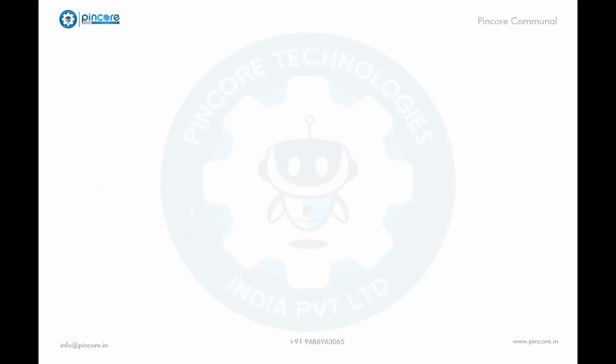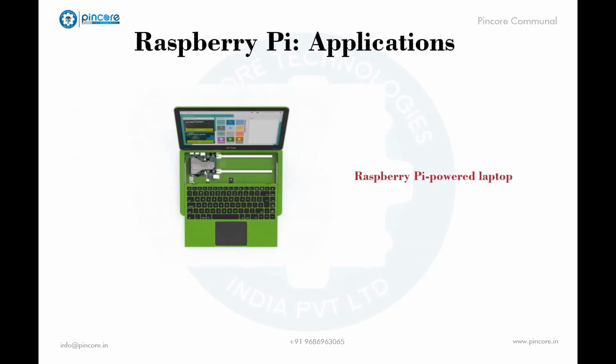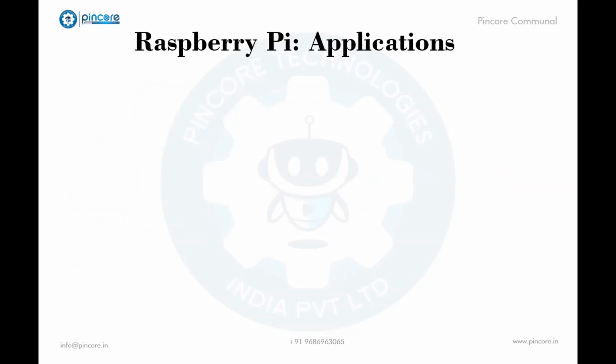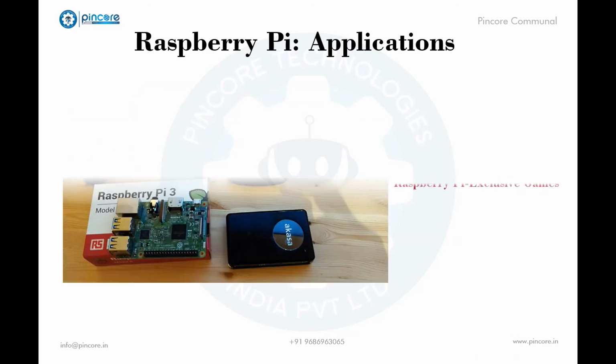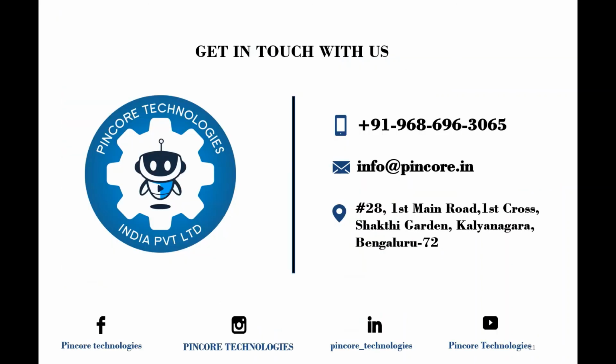So after all these, let us look at a few applications of Raspberry Pi. Using Raspberry Pi, we can build a laptop. Using Raspberry Pi programming, we can design a few exclusive games which are only based on Raspberry Pi. There are a few which you can go and check out. So I hope you have understood what is Raspberry Pi.